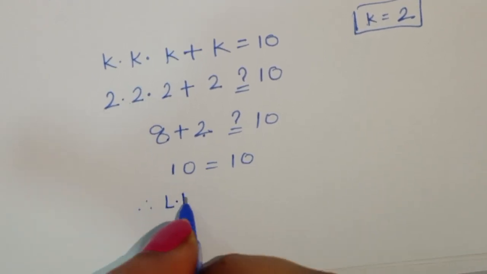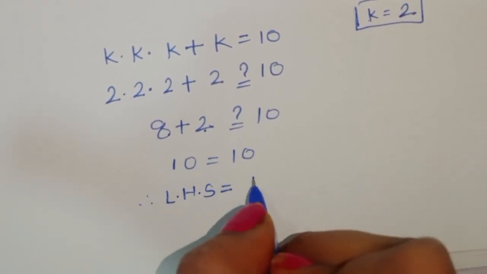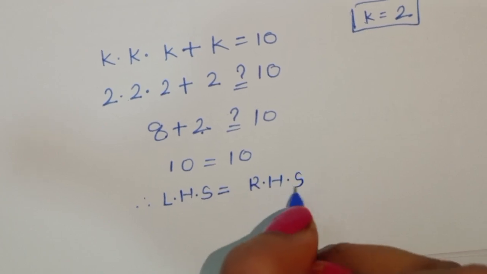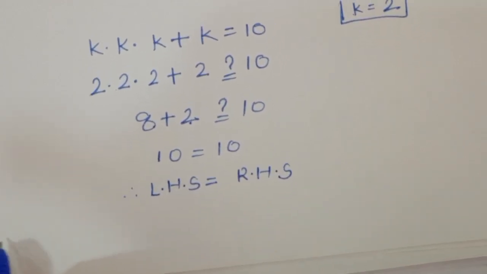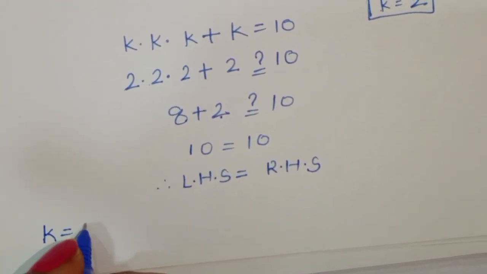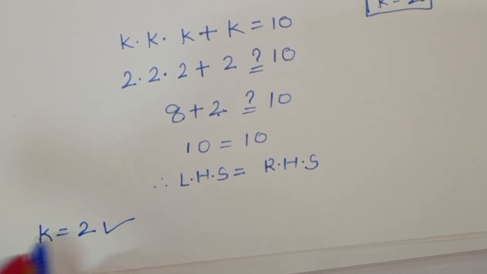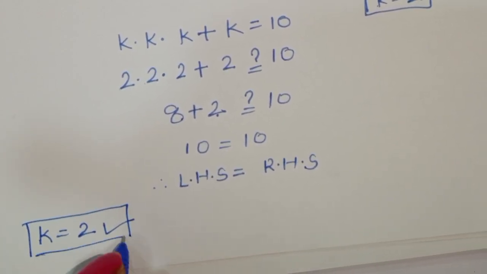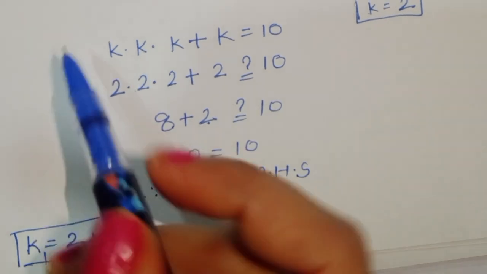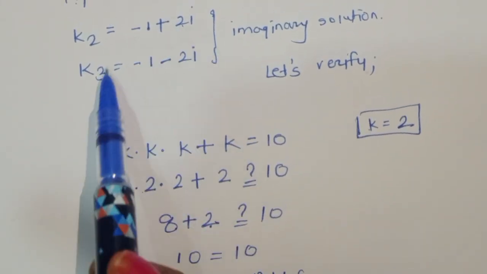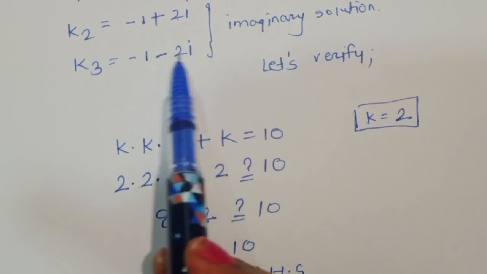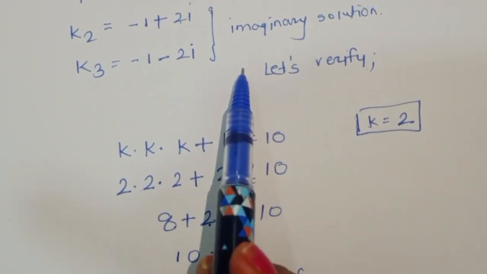Therefore we can say here LHS is equal to RHS. So the value k equal to 2 is the correct solution. This is the first value k1, and k2 is minus 1 plus 2i, k3 is minus 1 minus 2i, but these are imaginary solutions.